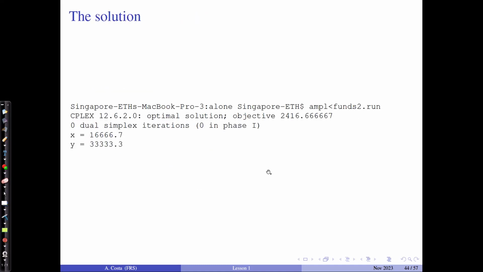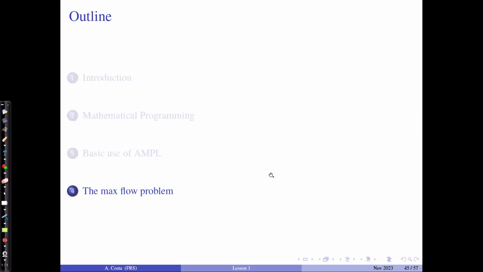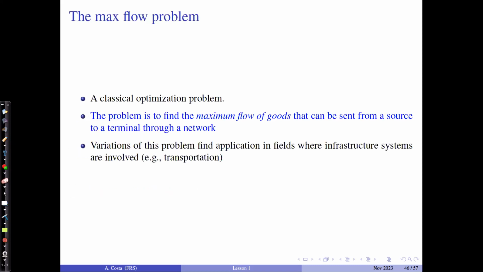Okay, so let's move to the last part of the lecture today, the max flow problem. Have you heard about this? Do you know what it is? For first time? No. Okay. This is a very classical problem in optimization, and the problem is to send from a source to a terminal something. It can be any goods. Imagine it can be oil, it can be water, it can be whatever.